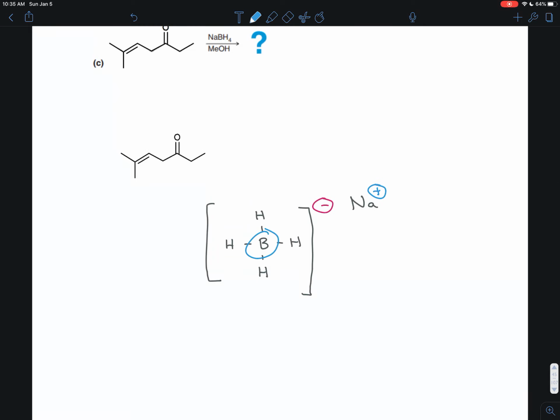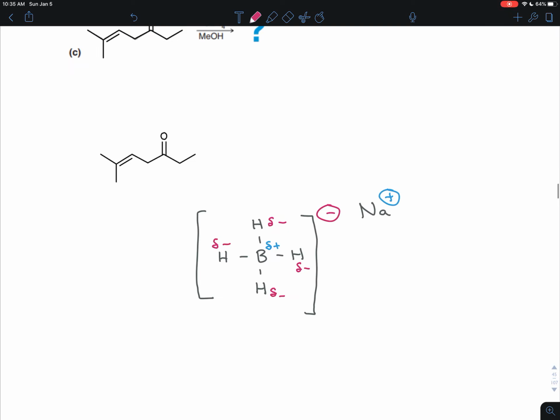Now, boron is a metal, and so it has low electronegativity. It loses its electron density and becomes positive to the hydrogens. The hydrogens gain it and become slightly negative. Now, boron is more electronegative than aluminum, so not as much electron density goes onto these hydrogens. So these are weaker nucleophiles, but they're still nucleophiles.